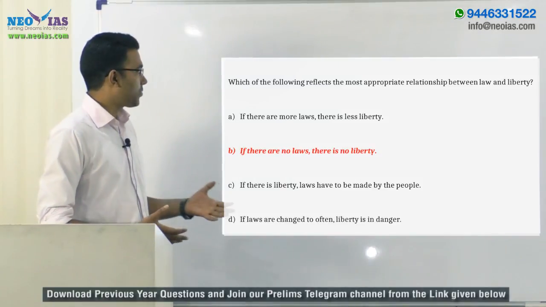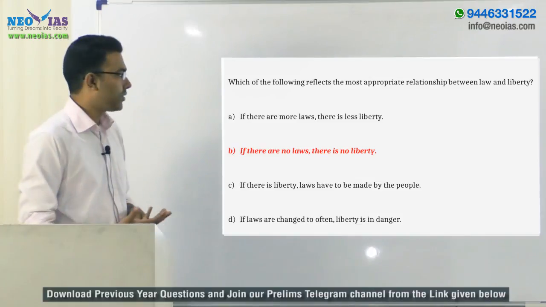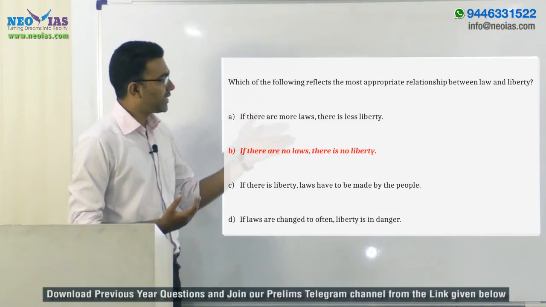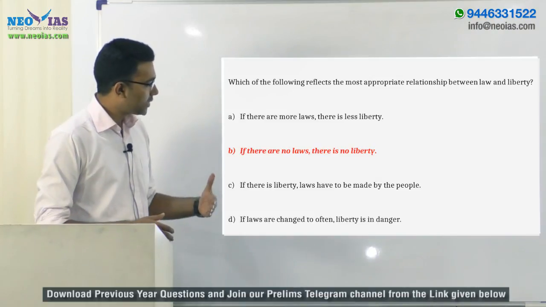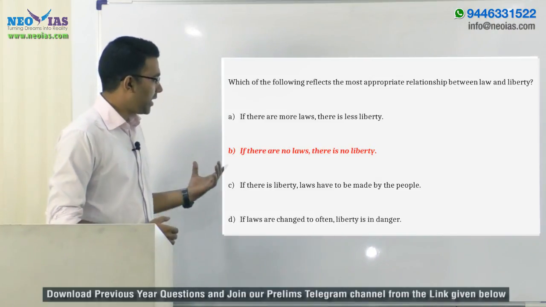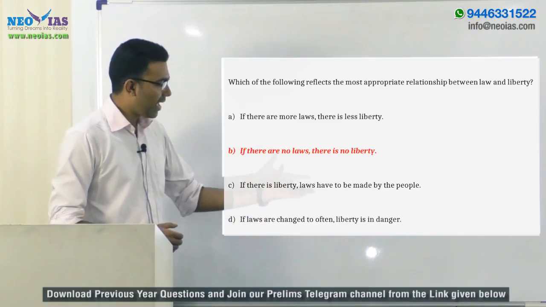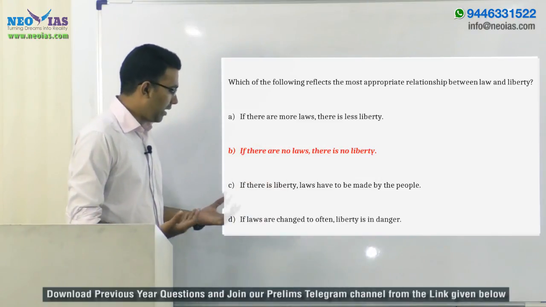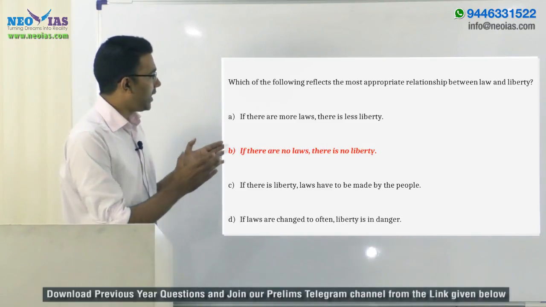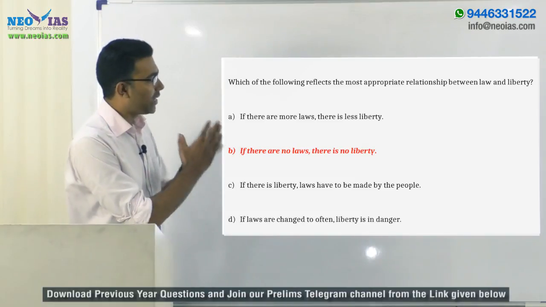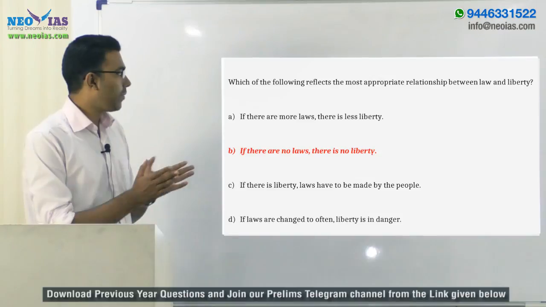So coming on to the last question, it is in fact a very tricky question, also a very difficult question. Which of the following reflects the most appropriate relationship between law and liberty? A, if there are more laws, there is less liberty. B, if there are no laws, there is no liberty. C, if there is liberty, laws have to be made by the people. And D, if laws are changed too often, liberty is in danger. So it is saying which of the following reflects the most appropriate relationship between law and liberty, that is, the most appropriate one. So keep that in mind.